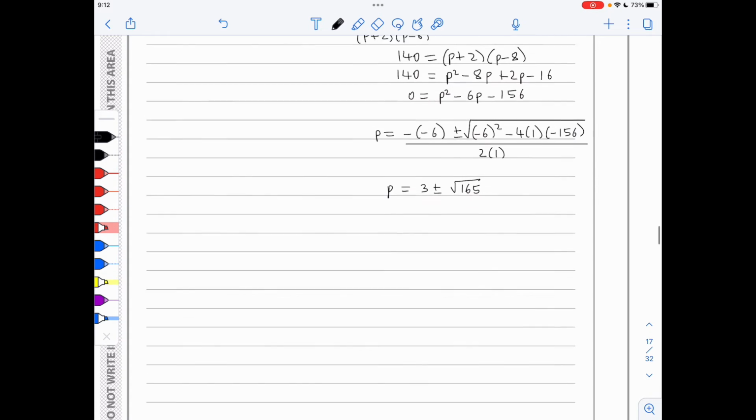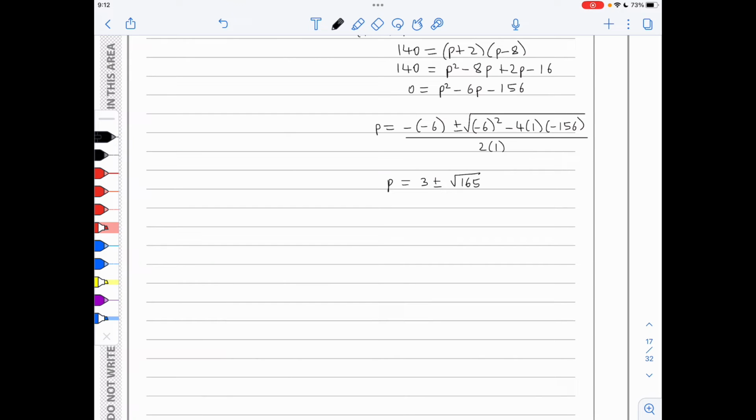However, we have been told that P is a positive constant, so since P is greater than 0, we have that P must be 3 plus the square root of 165. That's the exact value for P.